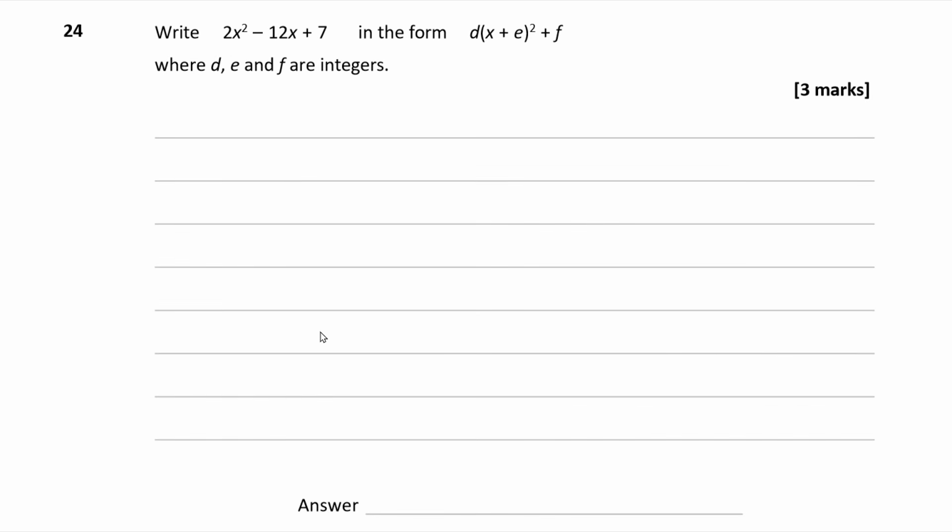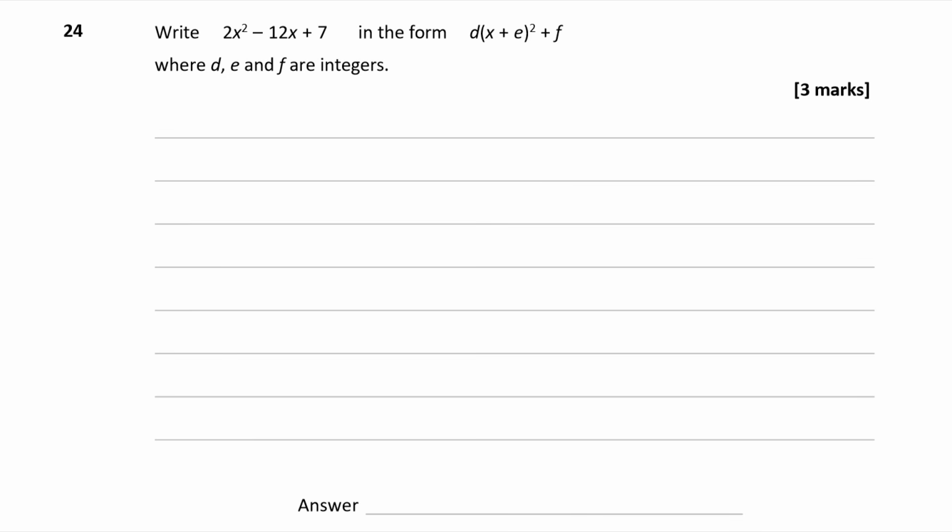Question 24, write 2x squared minus 12x plus 7 in the form d lots of x plus e all squared plus f, where d, e and f are integers. So this is the harder version of the completed square form, where you've got a coefficient of x squared that is not equal to 1. So in this case, what you need to do is factorize out that coefficient of x squared out of the first 2 terms before you do anything else.